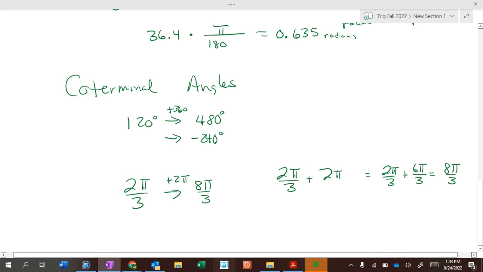What's a negative one that is coterminal with? Well, you take 2 pi over 3 and subtract 2 pi, right? Which is 2 pi over 3 minus 6 pi over 3, which is negative 4 pi over 3. Coterminal angles. Okay? Let's do another one.